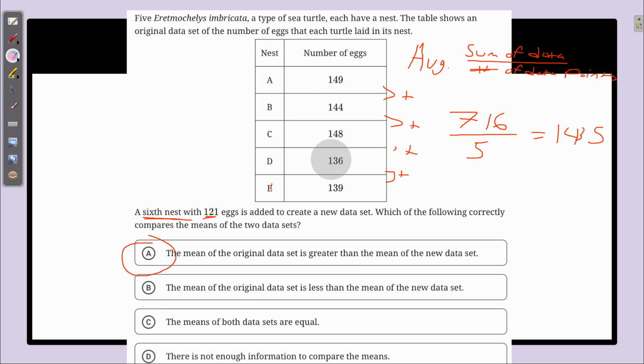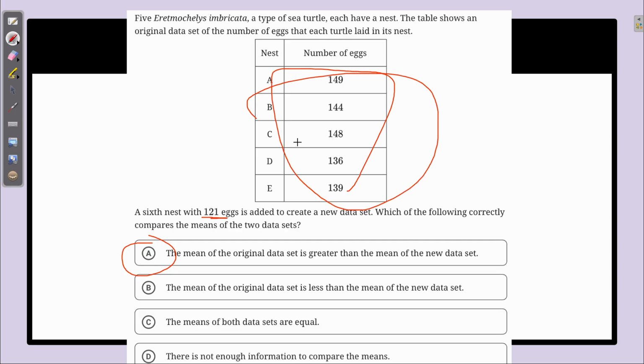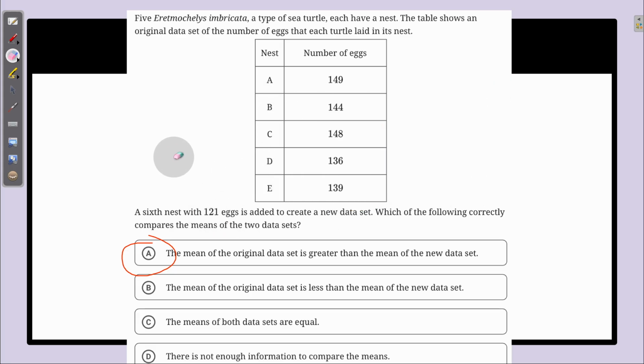Now, another way that you can spot this pretty easily and do it in only a couple of seconds is you can kind of intuitively think like, well, the sixth nest has a number of eggs that is less than any of these above. And since it's less than that, the mean will probably be lower when you add it on. But that's basically the thought process there.